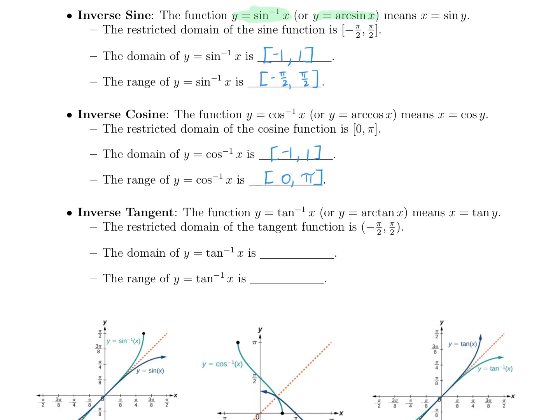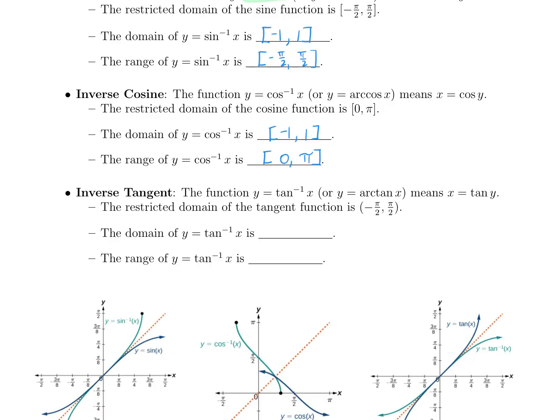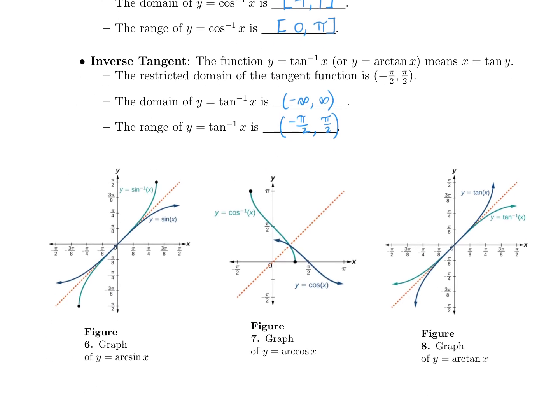And tangent is very similar to sine in the sense that the domain will be restricted to negative pi over 2 to pi over 2, but the difference is that it's not inclusive of those endpoints. So the domain of the inverse for this one is negative infinity to positive infinity by the nature of the tangent function, yet the range will be the restricted domain of the tangent function.